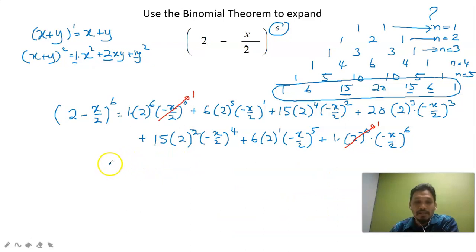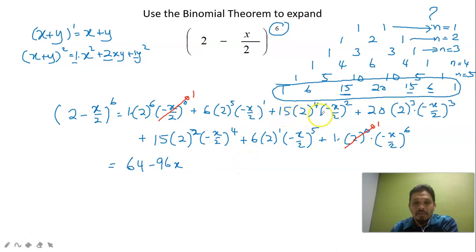Right now we're going to simplify all this. 2 to the power of 6: if you have your calculator with you, just press 2 to the power of 6, it gives you 64. And then 2 to the power of 5 and negative x divided by 2 to the power of 1, so 2 to the power of 5 and 1 over 2 to the power of 1 becomes 2 to the power of 4. And then times 6 and negative, it gives you negative 96x.